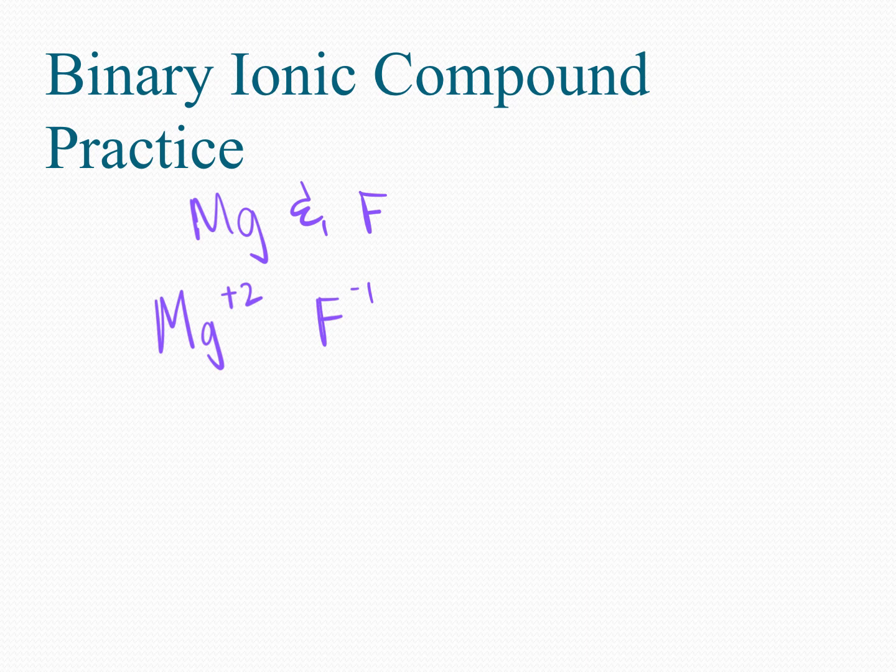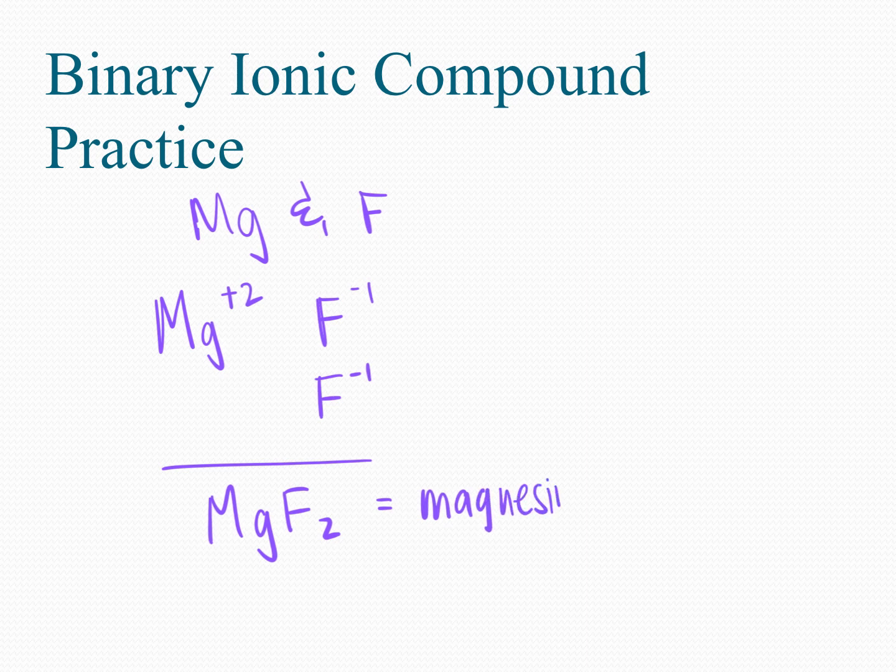Could you add another fluoride? I could add another fluorine, right? If these two are going to fit together, the ratio must be 1 magnesium to 2 fluoride atoms. So I'm going to combine them, and that means it would equal MgF2. And then the formal written name of that compound would just be magnesium fluoride. The cation keeps its regular ending, and the anion ends in -ide.